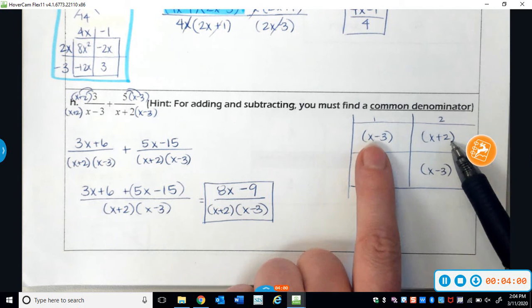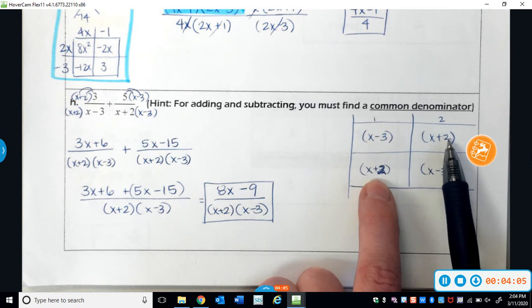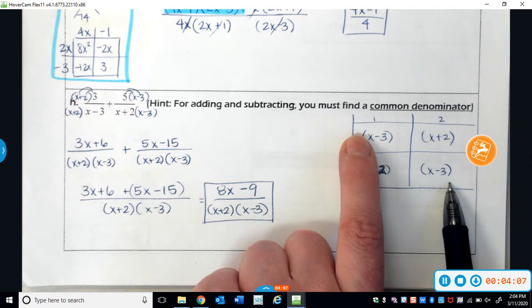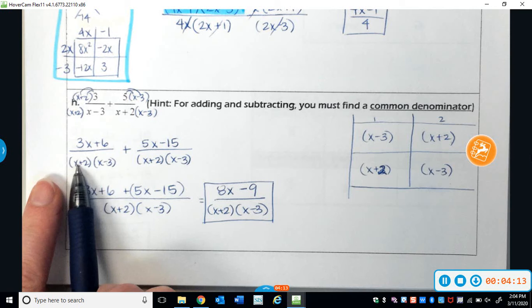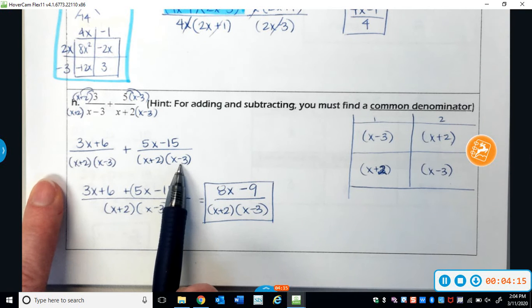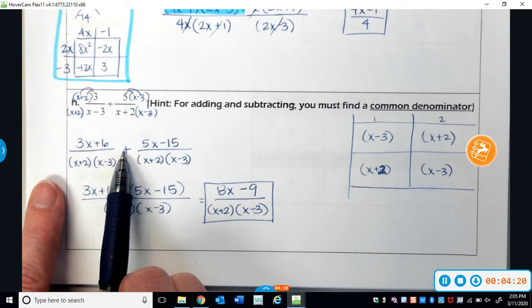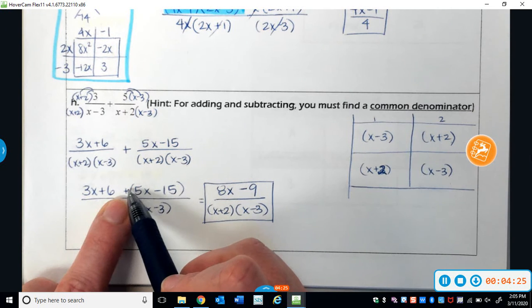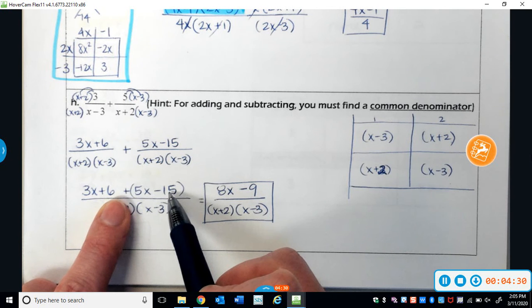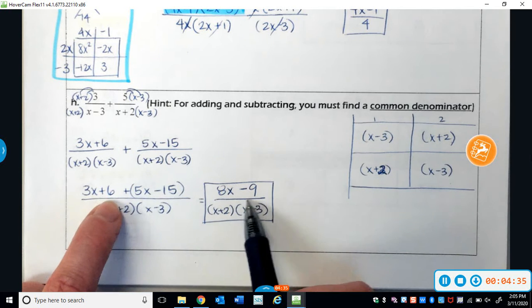So we look for the factors of each of the denominators, and then we look at what each of them is missing. So this one is missing an x minus 2, and this one is missing that x minus 3. So I start by multiplying that in. Once I've done that, as long as my denominators are the same, I can rewrite this as one fraction. The denominator won't change, but I'll have 3x plus 6 plus 5x minus 15. And notice that if I have a positive 1, distributing a positive 1 won't change the signs of these things. So I can combine my like terms to get 8x, and 6 and negative 15 combine to give me negative 9.